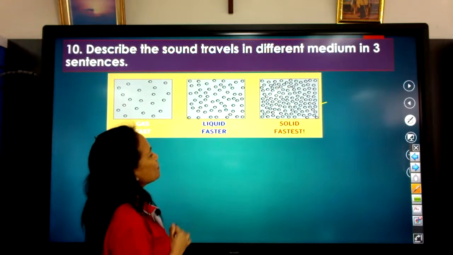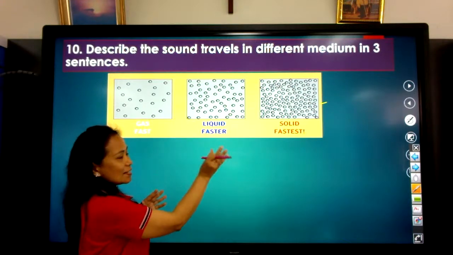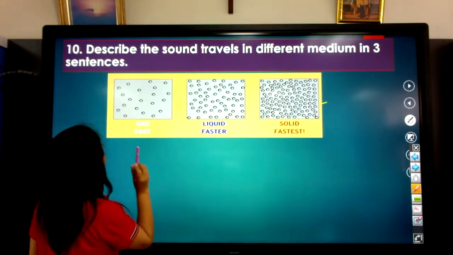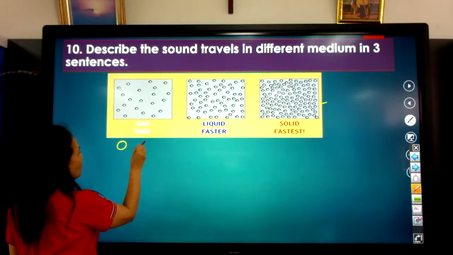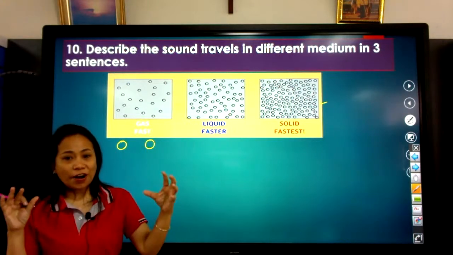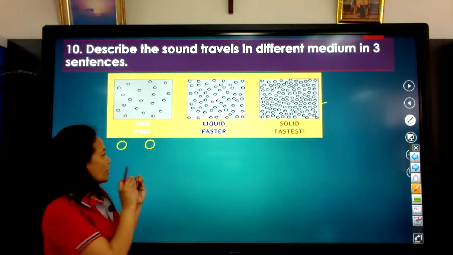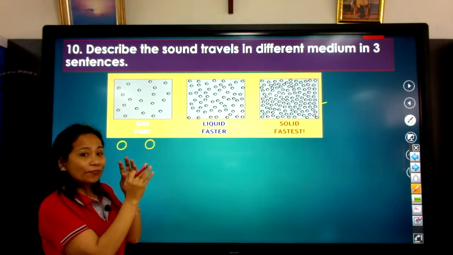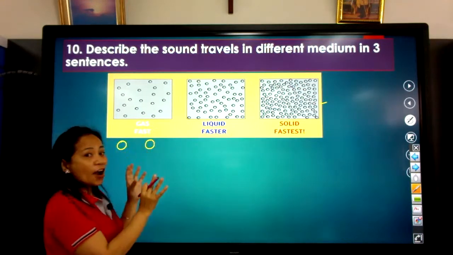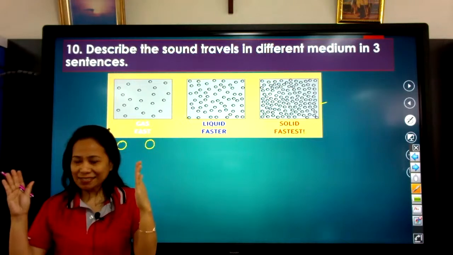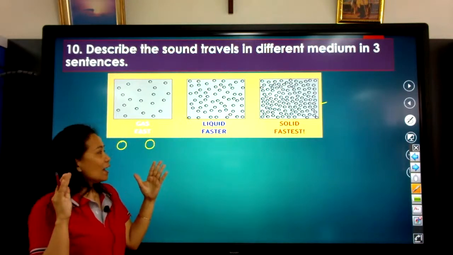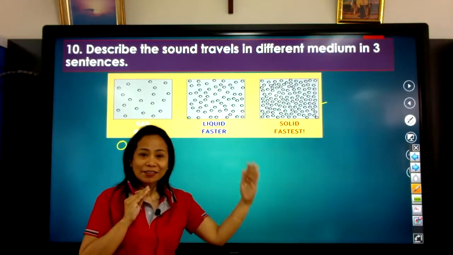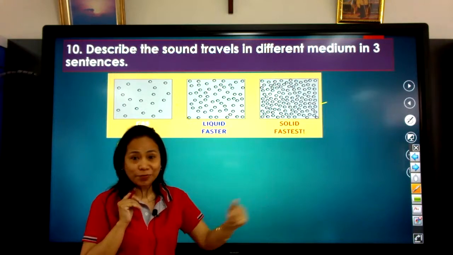Okay, so, meaning you are right. The distance of molecules. So, for example, in gas, the molecules are far from each other, right? So in the transmission of sound, the vibration is not really fast, right? Because they are far from each other with a distance. So meaning, the transmission does not easily transmit to the other molecules or vibrate the other molecules.